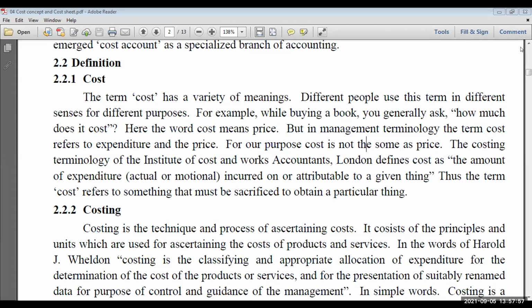Production supervisor salary, good. Electricity bill, okay. Factory utilities, we can say the factory utilities. Then factory insurance. All right, so you got the point.